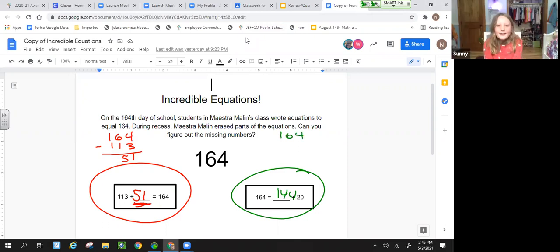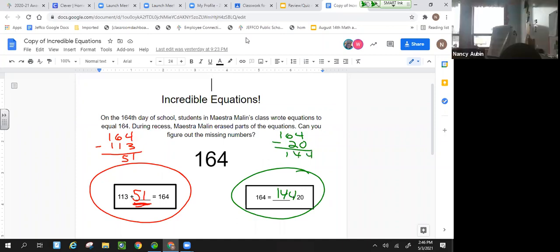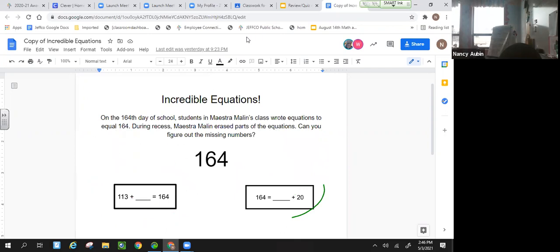It's 144. How do you know? Because 164 minus 20 is 144. Anyone want to debate that, or do you agree? We're all agreeing with you. And you can check it, right? 144 plus 20 equals 164. Well done, Sunny.